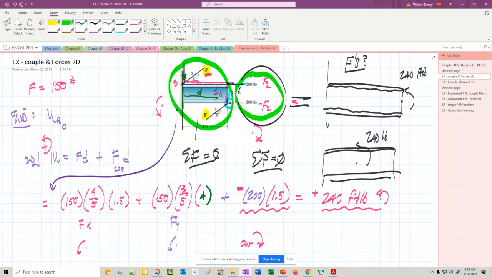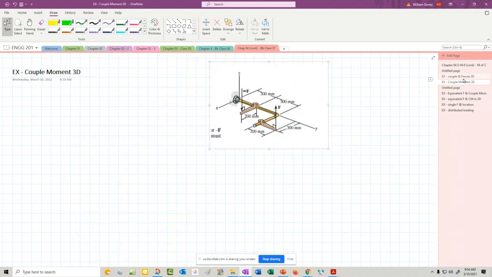All right, any questions about that one? That's a nice easy one in 2 dimensions. The only way to complicate it is to add more forces. All right, so let's move on to an example of a force couple in 3D.